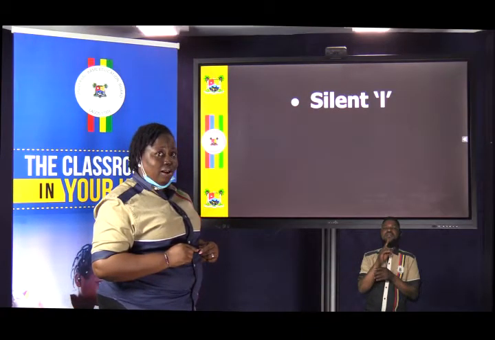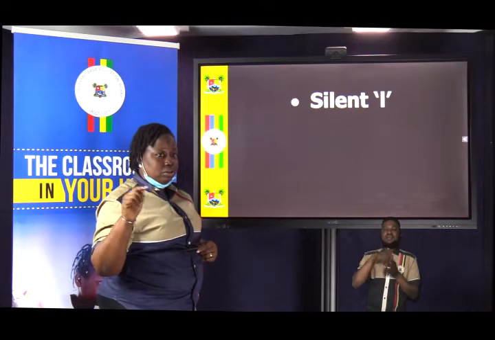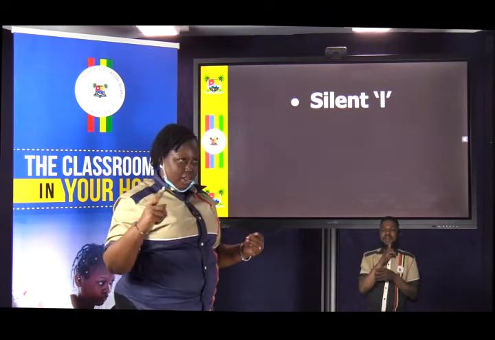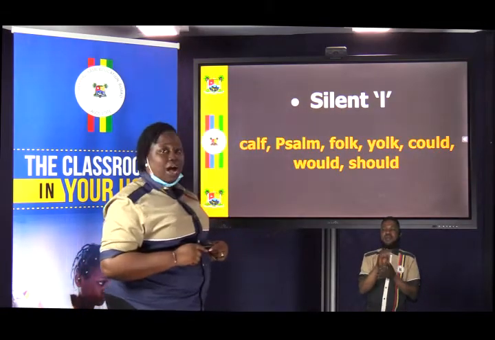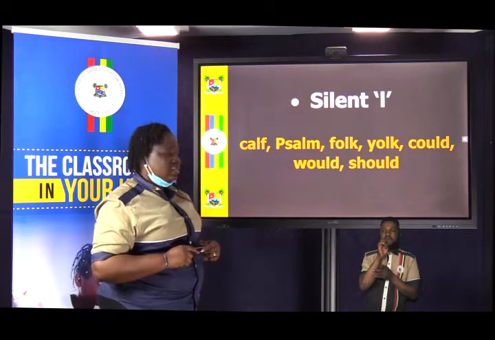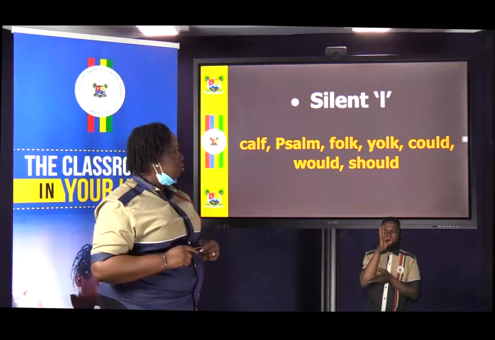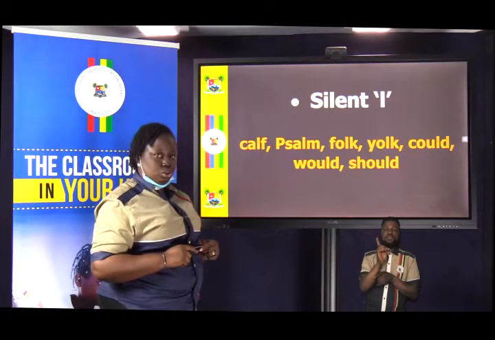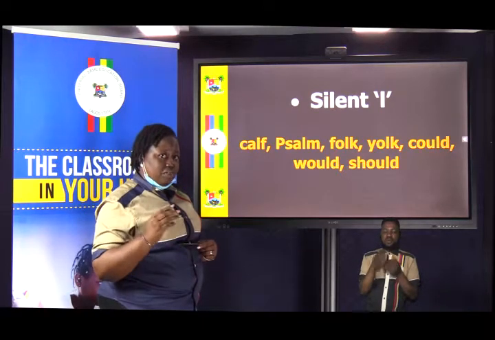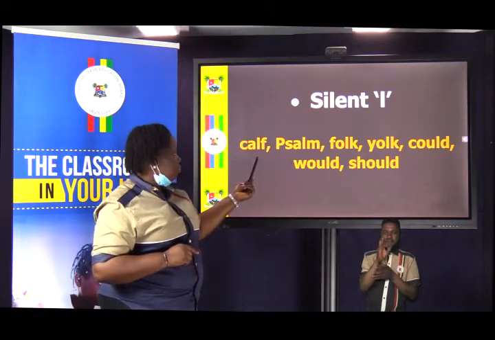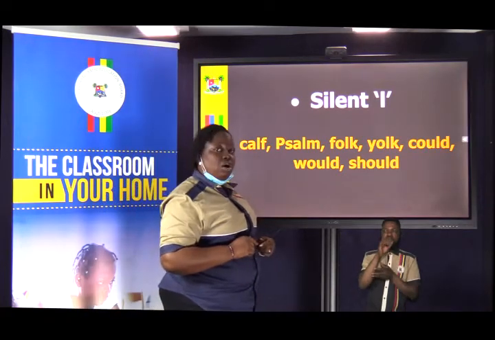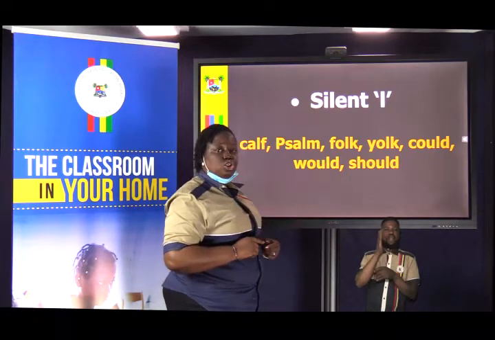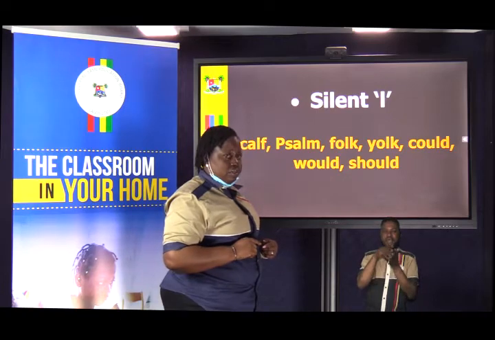What about the letter L? L as in lion. There are some words that have the silent letter L. Here are examples. Calf, half, salmon, folk, York, could, would, should. Let's pronounce the words one after the other again. Calf, half, salmon, folk, York, could, would, and should. Are you learning? Well done.